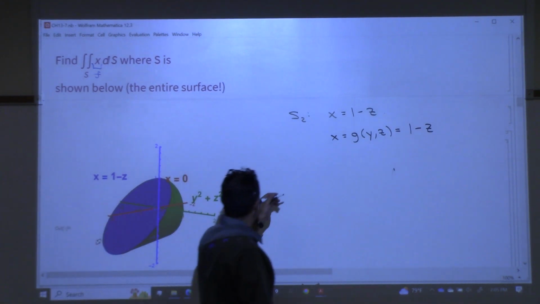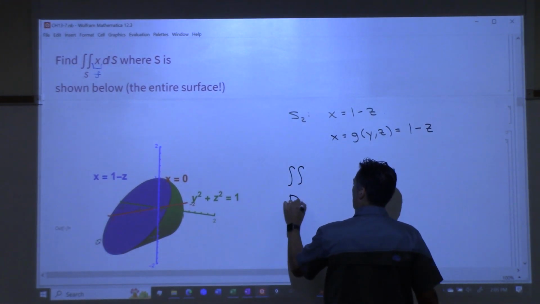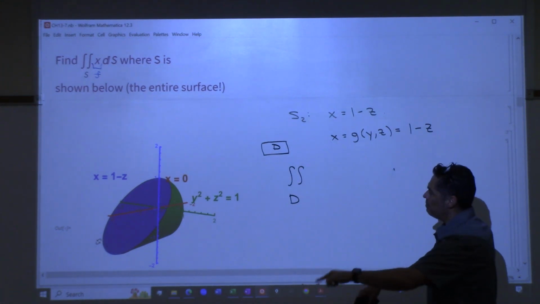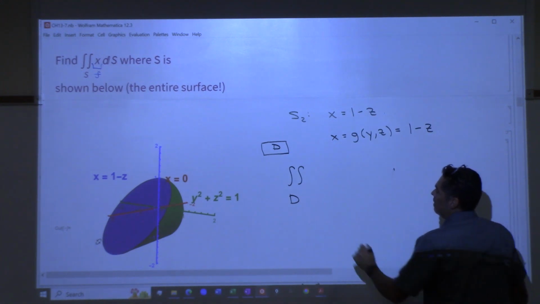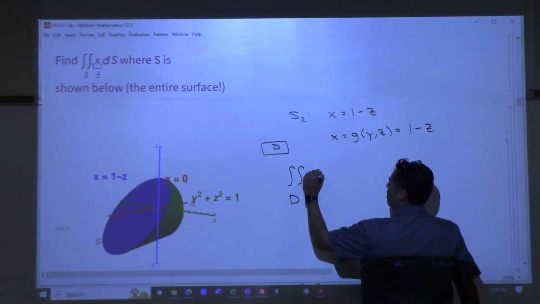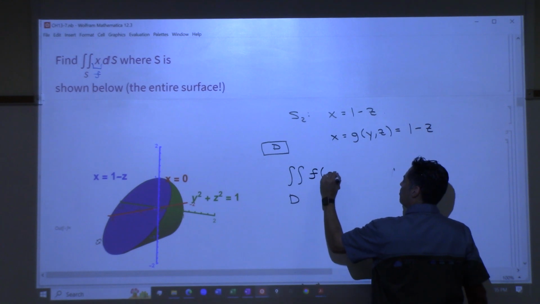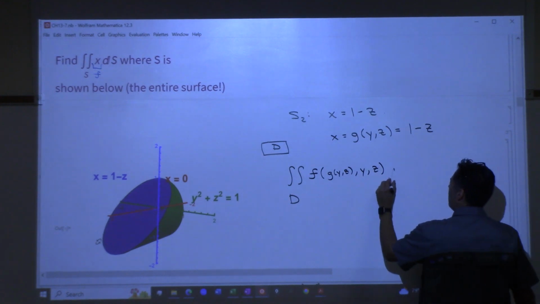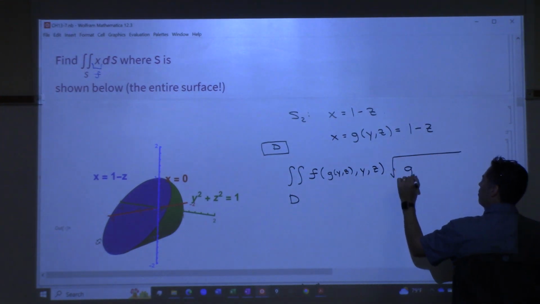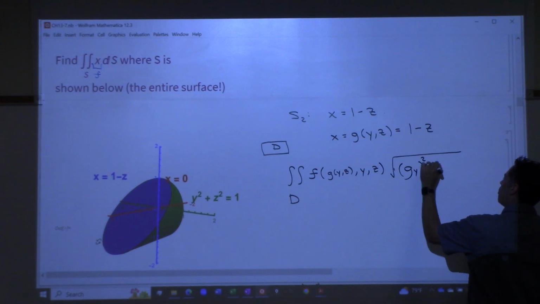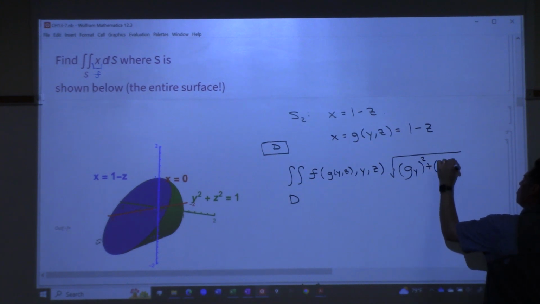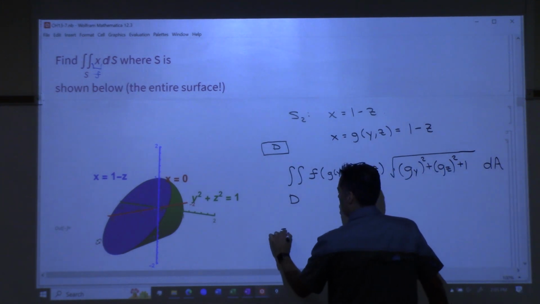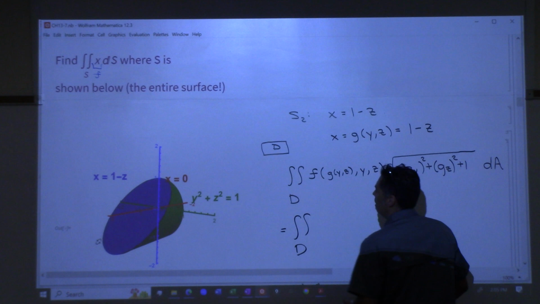It's going to be the double integral over D. I'm using this formula, this is box D, right? Sorry, I should have put that. That's box D on our sheet. And then it's going to be the function, I'm going to put it here, the function with your x replaced with g of yz. Your y is going to stay y, your z is going to stay z. Then we're going to have the square root of the partial of g with respect to y squared plus the partial of g with respect to z squared plus 1 with respect to area. Double integral over D.